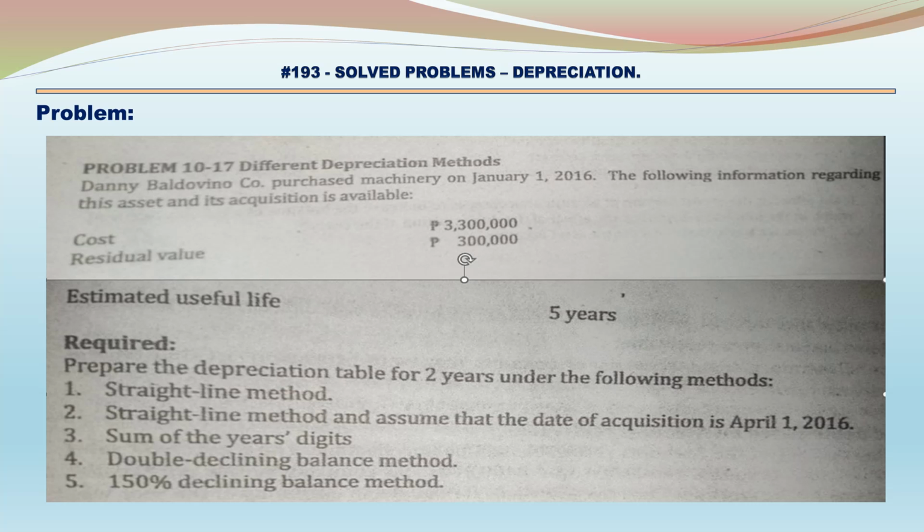1. Straight line method. 2. Straight line method and assume that the date of acquisition is April 1, 2016. 3. Sum of years digits. 4. Double declining balance method. 5. 150% declining balance method.